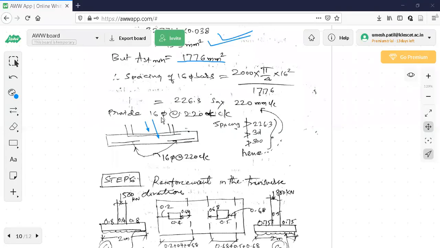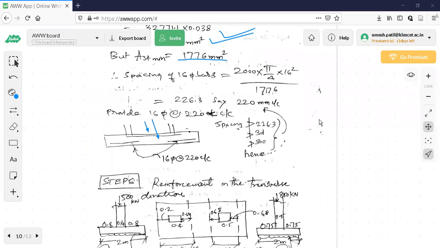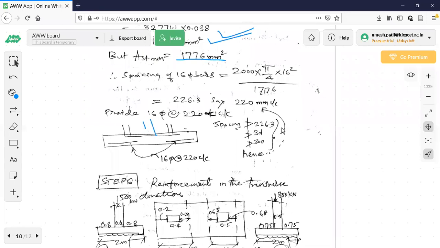Yes, sir. Yes, sir. I need to talk in a low tone because one more class is going on in the other cabin. So I'll talk in a little bit low tone here, but if it is not audible, you can tell me.